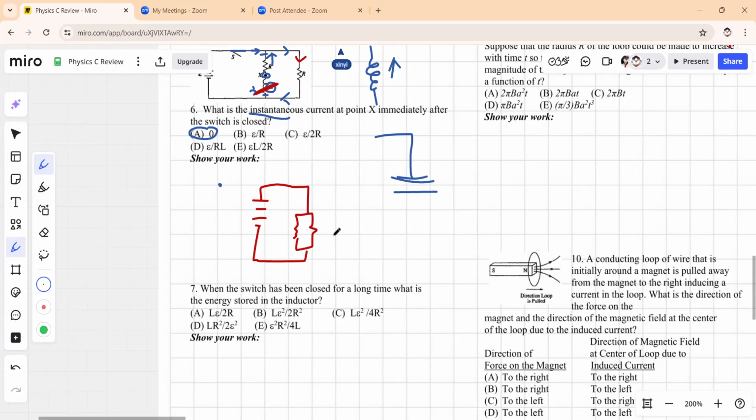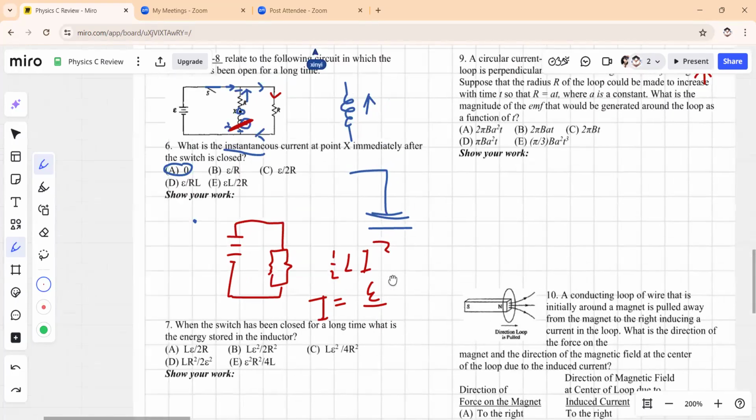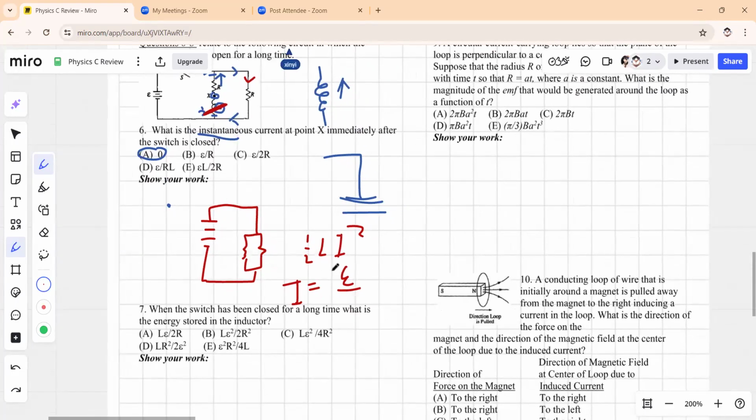I don't know what the equation is. I forgot. Half L I squared, right? One half L I squared. And so I think I is equal to E over R_eq, which is just R over 2.